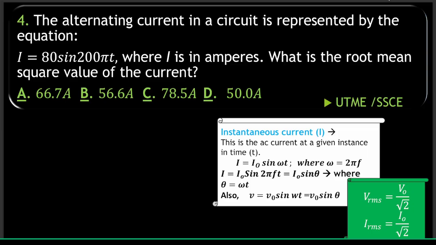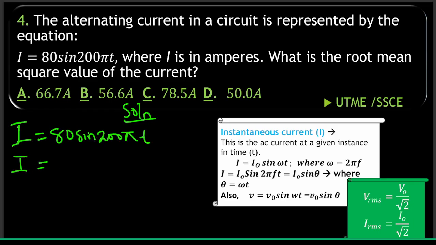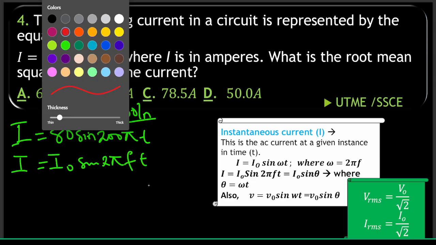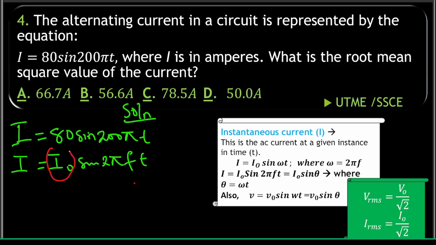All right. Question number 4. Solution. So we are given that instantaneous current is equal to 80 sine 200 pi t. But we know that the general equation that combines or connects instantaneous current to peak current is this: I = I_peak sine 2 pi ft.